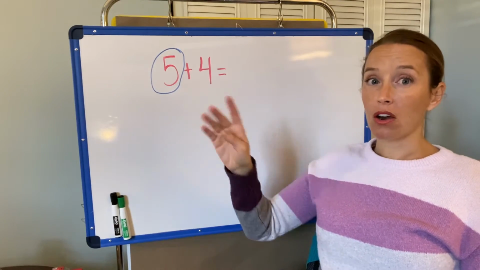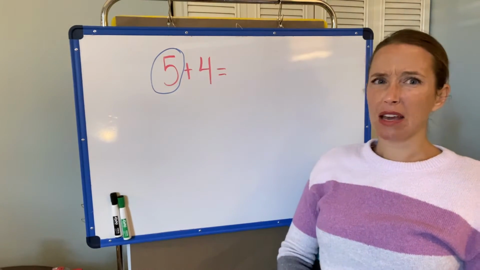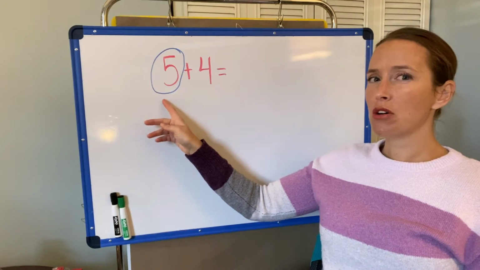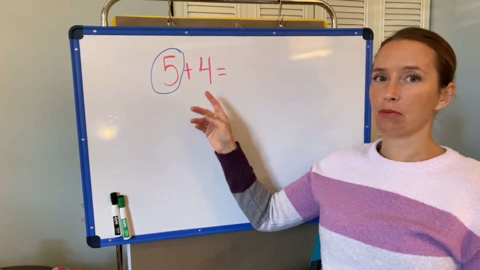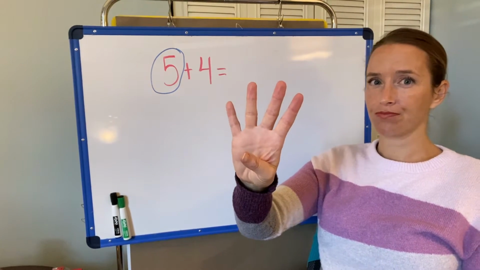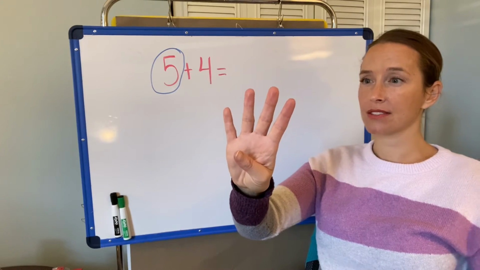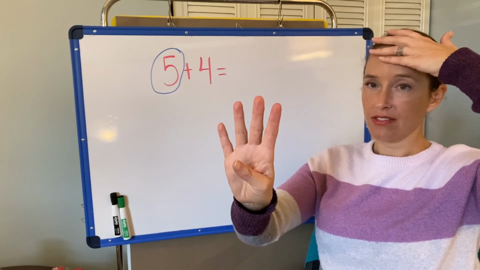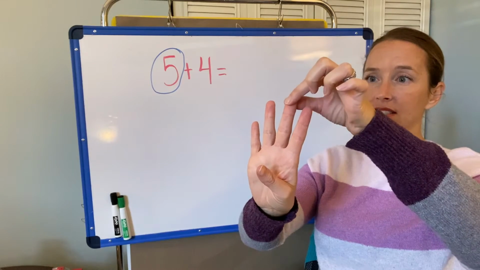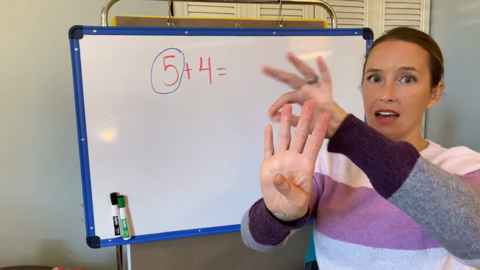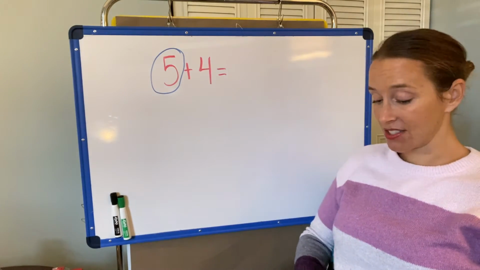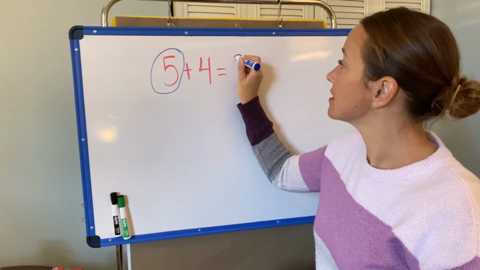And 4 on my fingers. So I'm going to get myself ready now. 5 is going to go in my head. 4 is going to go on my fingers. I'm going to hold up 4. You ready? Watch how I do this. 5, 6, 7, 8, 9. So my answer is 9.